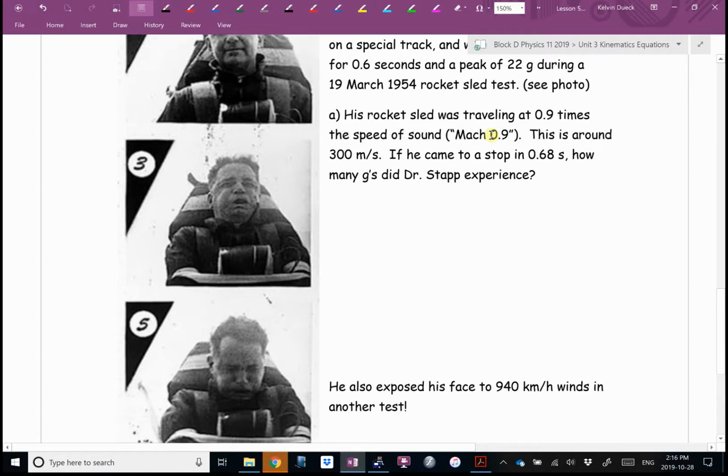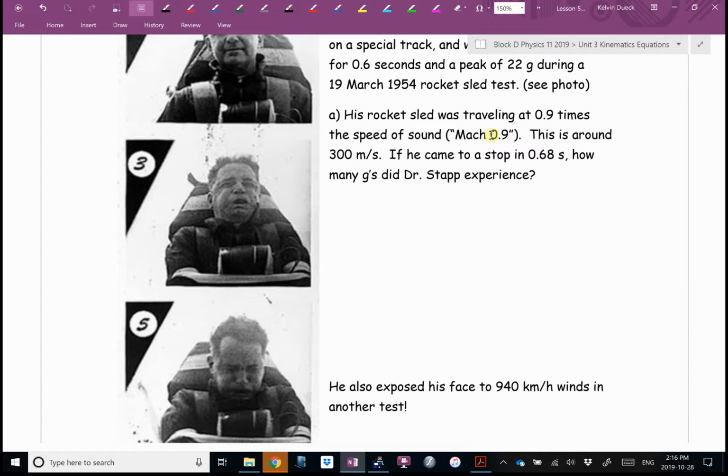Mach 1 is 1 times the speed of sound. Mach 2 is twice the speed of sound. So he was going just below the speed of sound, around 300 meters per second. And he came to a stop in 0.68 seconds, in less than a second. How many G's did he experience?